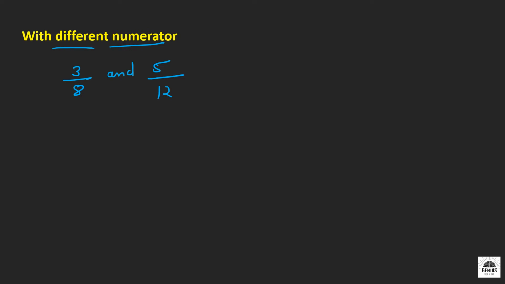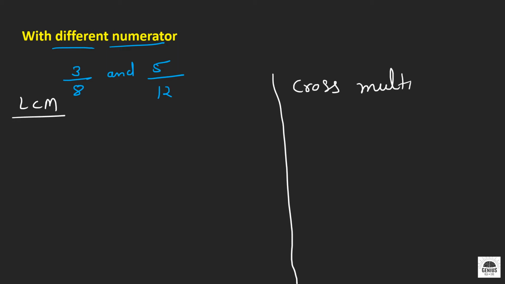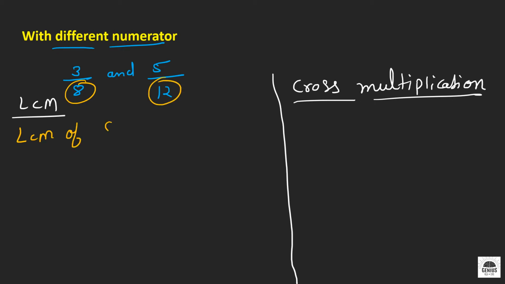To compare this type of fractions, we can use two methods: by the LCM method and by cross multiplication. First we will do it by the LCM method. To compare them by the LCM method, we will just find the LCM of 8 and 12. The LCM of 8 and 12 is equal to 24. Now we will change the denominators of these fractions according to their LCM.